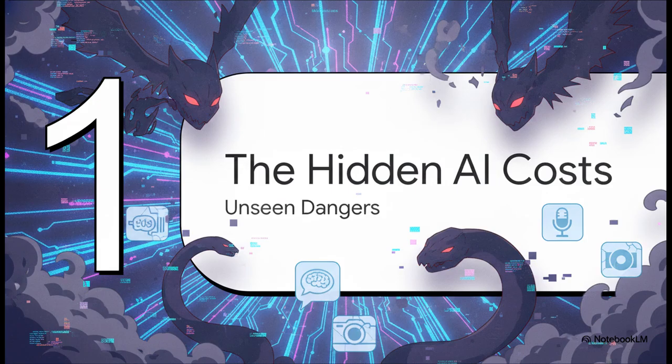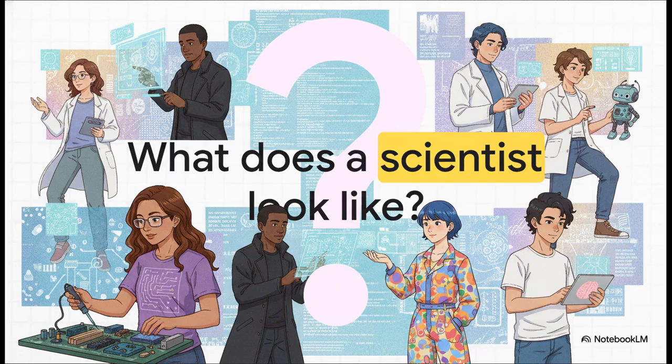Section 1, the hidden AI costs. Let's dive right into the massive, unseen issues lurking behind the everyday AI tools we're all currently using. Try a quick thought experiment with me. If you type the prompt, "What does a scientist look like?" into a massive cloud AI, you're instantly relying on a total black box. You have zero control over how it generates that answer, what data it prioritized, or even who's monitoring what you just asked. When we feed all our daily queries to these massive cloud models, we're basically giving up control and handing over our personal thoughts just for a bit of convenience.